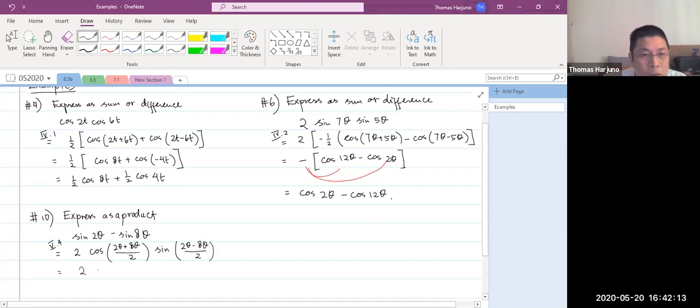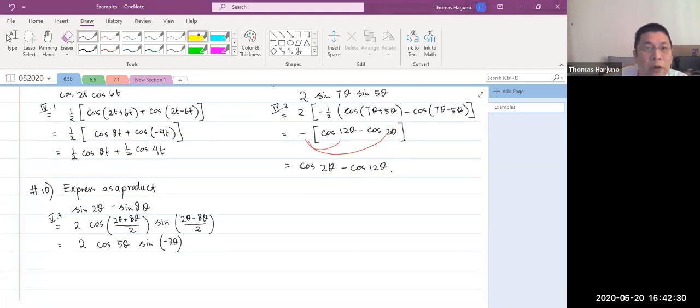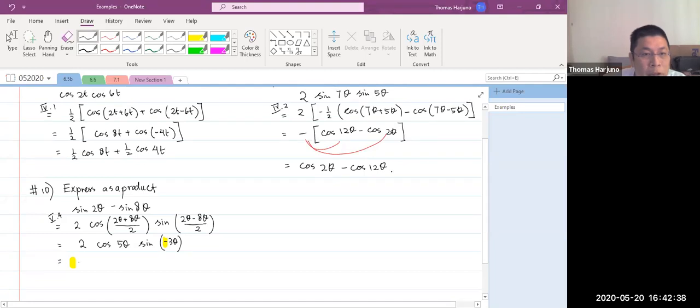So this is 2 cosine 10 divided by 2, that's 5. And then sine, that's negative 6 divided by 2, that's negative 3 sine. But yeah, we can simplify a bit further with this negative here. I will pull it out because sine is an odd function. So negative 2 cosine 5 theta sine 3 theta.